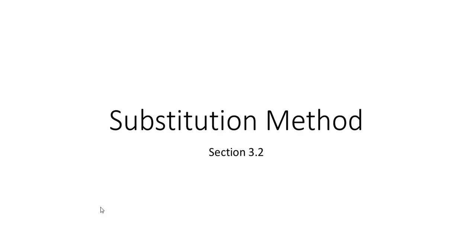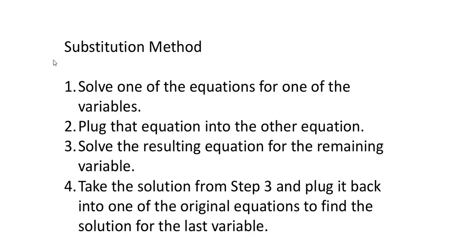In this video, we're going to look at section 3.2, which is on the substitution method for solving a system of equations. So this is how the substitution method works. First thing you'll have to do is solve one of the equations for one of the variables. So I'm keeping that as broad as I possibly can. It doesn't matter which equation you choose, it doesn't matter which variable you solve for. So you just need to get one of the variables by itself on one side of the equation for one of the equations to get started.